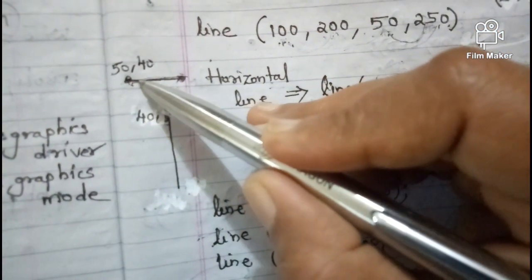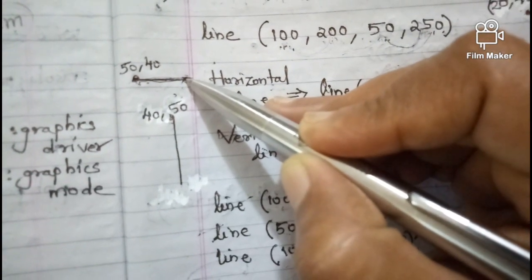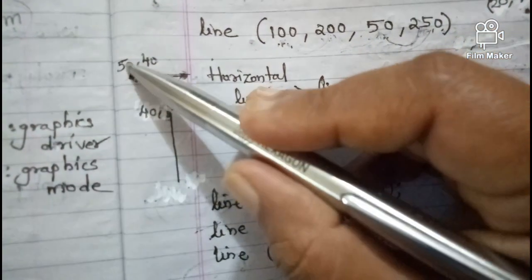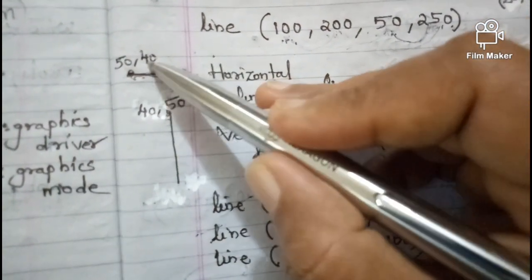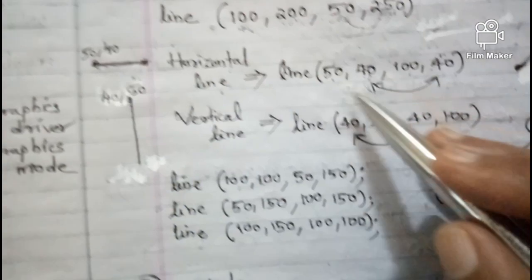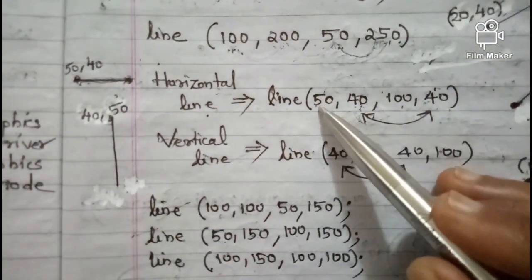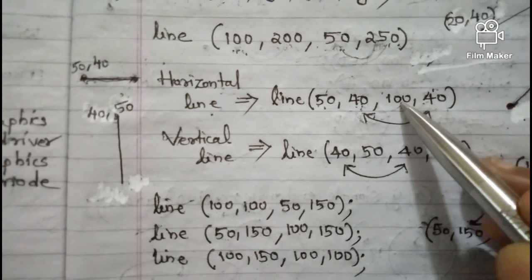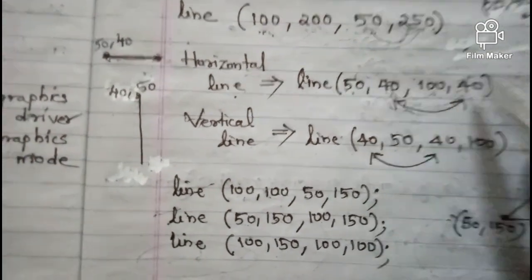From the starting point, we are moving towards right. So x value should increase. So from 50, x value should increase, but since we are in the same row, y value remains same. So the horizontal line function can be written as 50, 40, x increased since we moved towards right and no change in y value since we are in the same row.